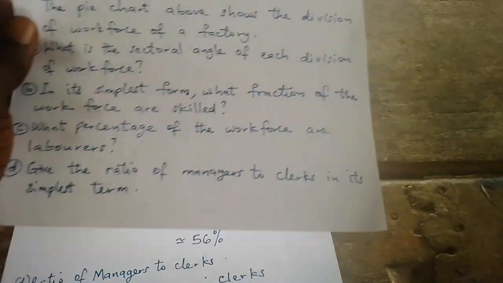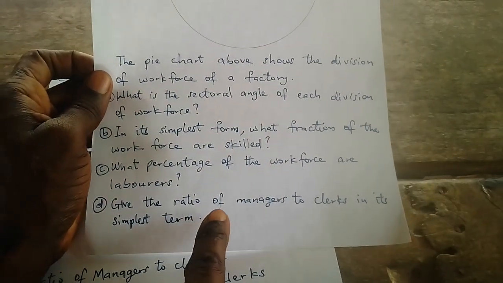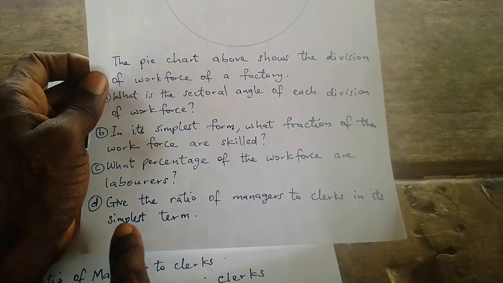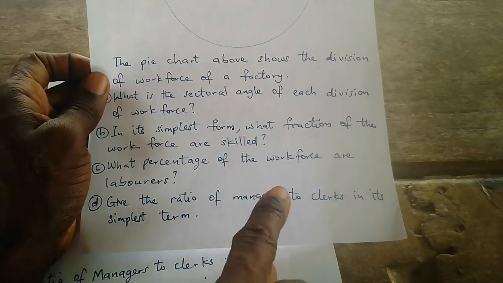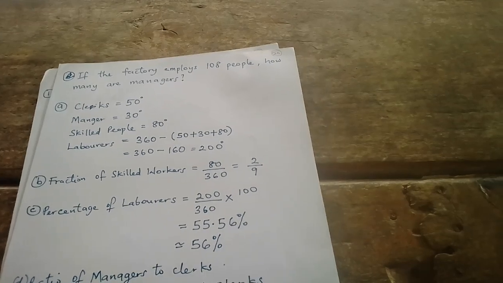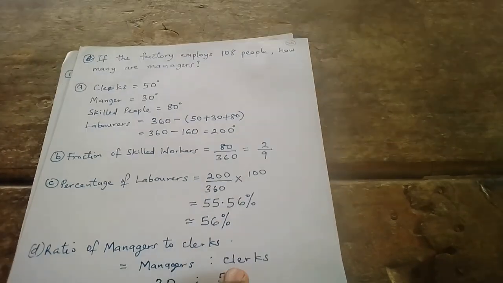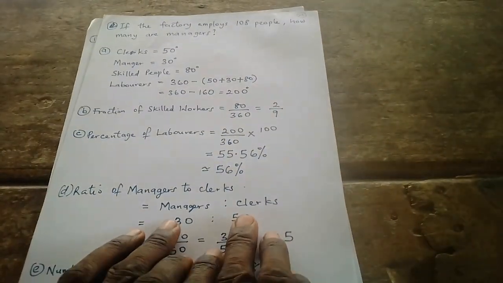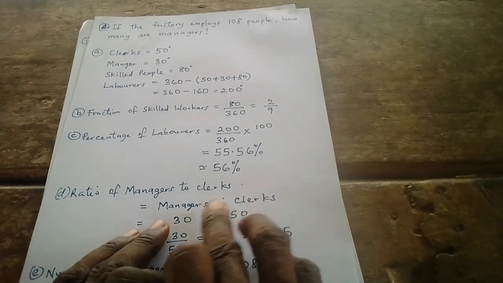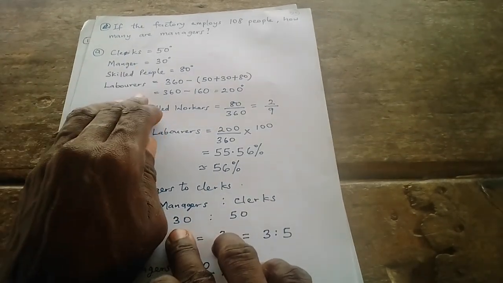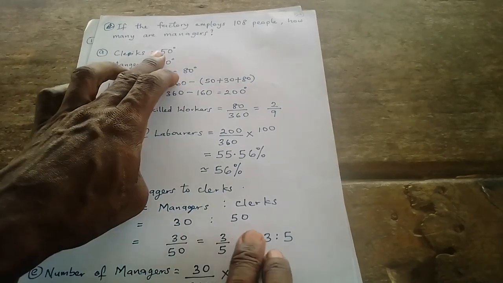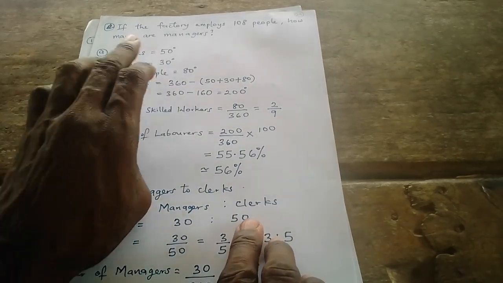Then part D says, give the ratio of managers to clerk in its simplest form. So we are told to write manager and clerk as a ratio. Manager is to clerk. The sectorial angle for manager is 30, and that of the clerk is 50. So 30 is to 50.